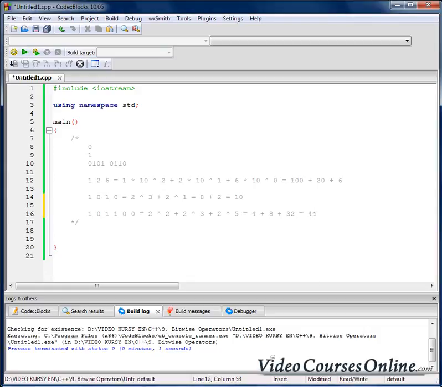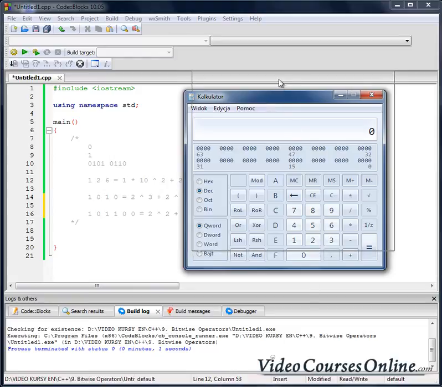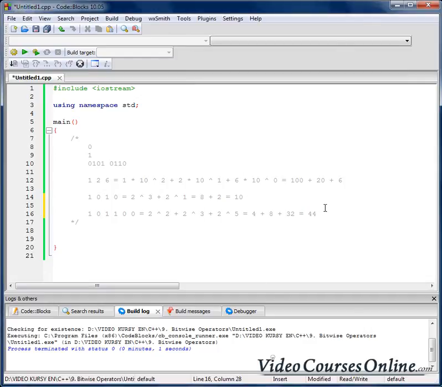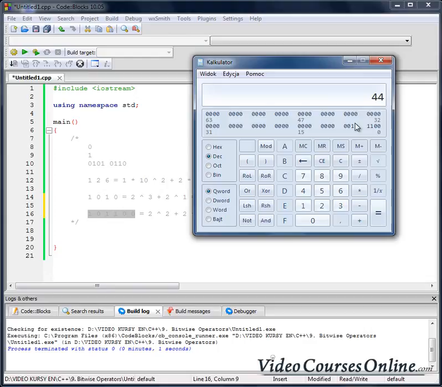In Windows 7 we can use something like binary calculator, and now when I write here 44, as you can see, we have got here 1 0 1 1 0 0. So I was right. 44 is in our computer set as 1 0 1 1 0 0. But as you can see, also before that 1 are many zeros. Okay?